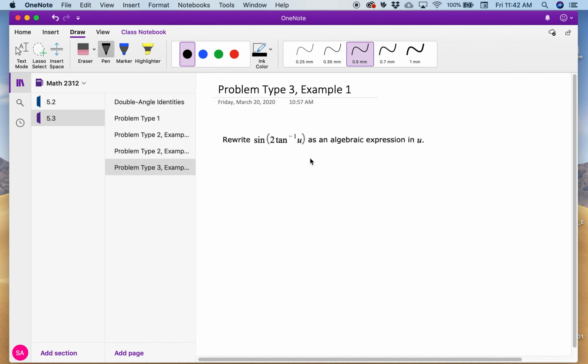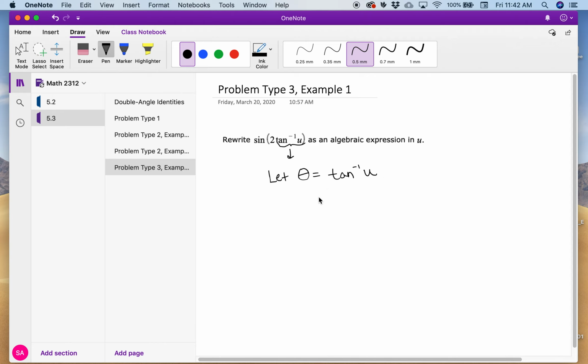Just like we've been doing with these inverse functions, we're going to make a substitution. I'm going to pick theta. You can pick another letter if you want, whatever works for you. You can pick x. Let theta equal this inverse tangent. Theta equals inverse tangent of u.